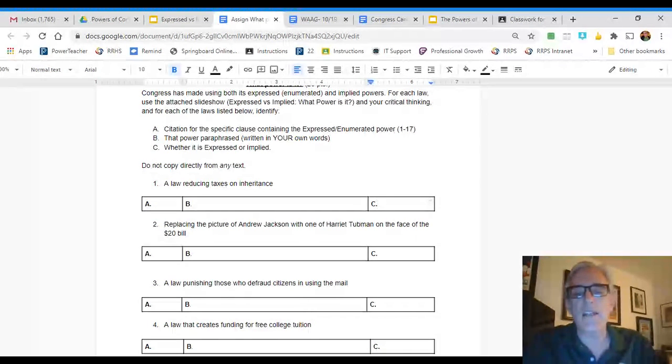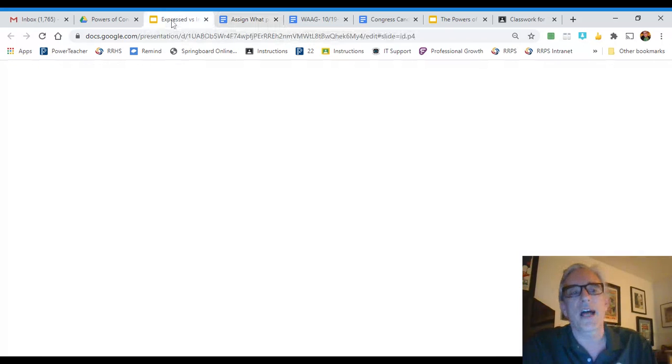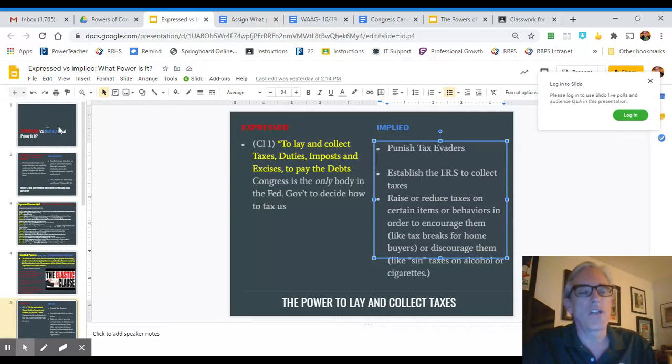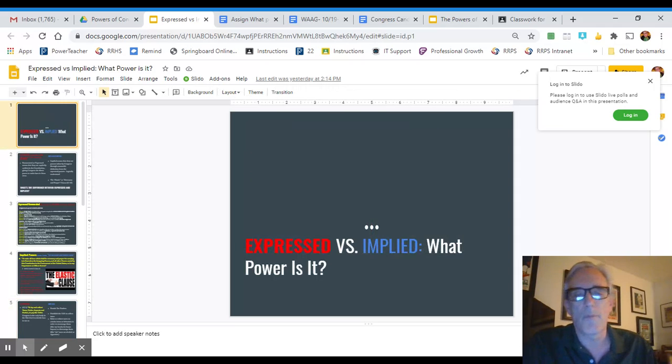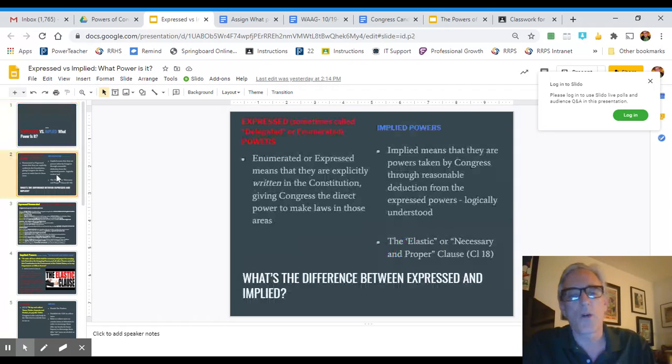Finally, for C, you're going to identify whether or not this law used the expressed power or whether it used the implied power and added on that necessary and proper clause. Okay, that may seem a little confusing right now. Once you dig into it, you read some of the slideshow and you learn about these things, it'll seem a lot easier. And in addition, with this assignment, we created a slideshow specifically to give you some guidance and some examples.